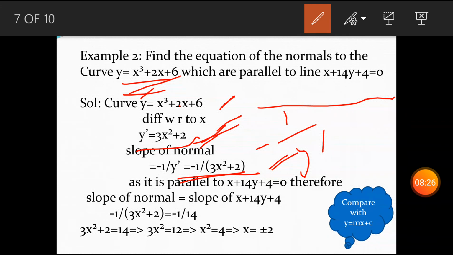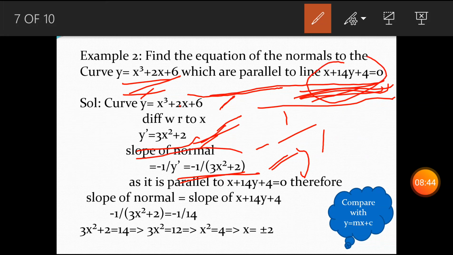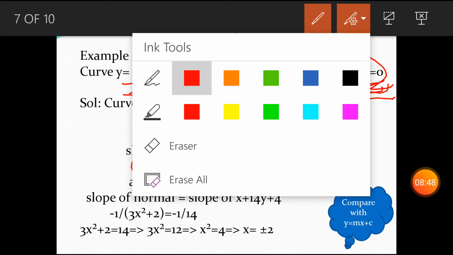Now they have said one thing, that the normal is parallel to this line. It means the normals are parallel to this line. If two lines are parallel, then their slopes are equal. This you have also studied in 11th standard. So according to that concept, the slope of this line is equal to the slope of the normal. So first of all, we are going to calculate the slope of this line.